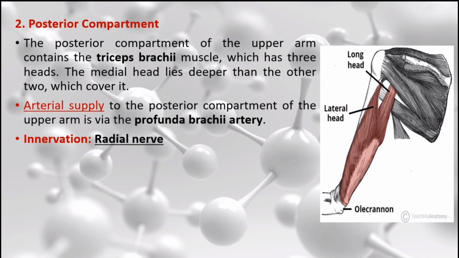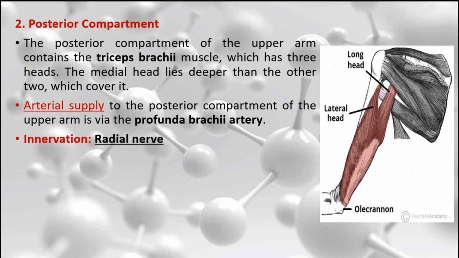Triceps brachii. Attachments: long head, originates from the infraglenoid tubercle. Lateral head, originates from the humerus, superior to the radial groove. Medial head, originates from the humerus, inferior to the radial groove. Distally, the heads converge onto one tendon and insert into the olecranon of the ulna.